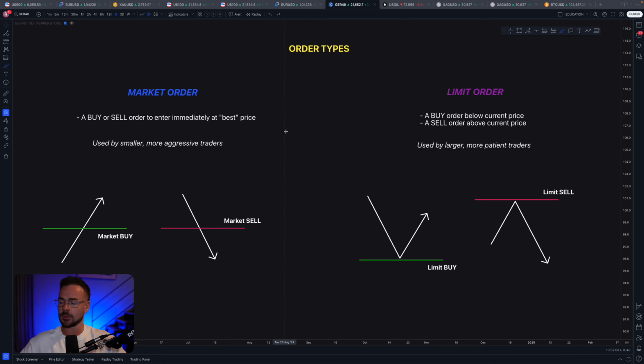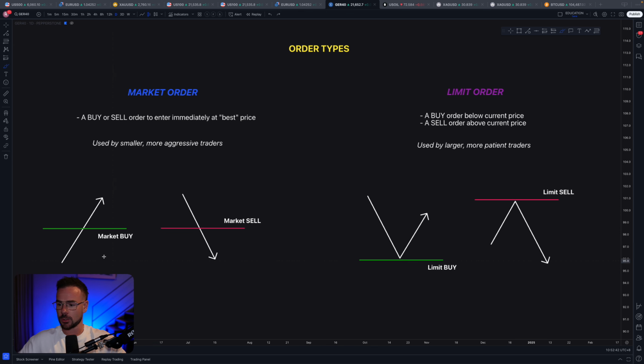Technically or traditionally, market orders are used by smaller, more aggressive traders. And there are some negatives with a market order. Your fees are going to be higher when you're trading with a market order, and you're going to get more slippage because price has to move to meet you on the other side of the order book. Whereas a limit order is a buy order below current price or a sell order above current price. This is used by larger, more patient traders. A limit order is essentially where you leave an order in the order book and wait for price to come to you. So let's look at diagrams.